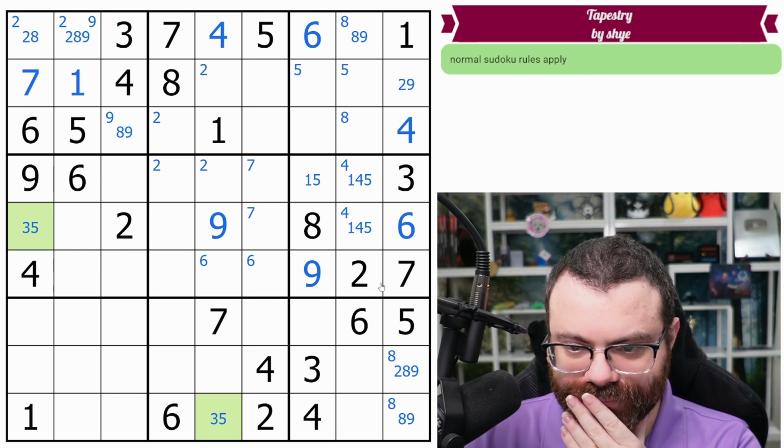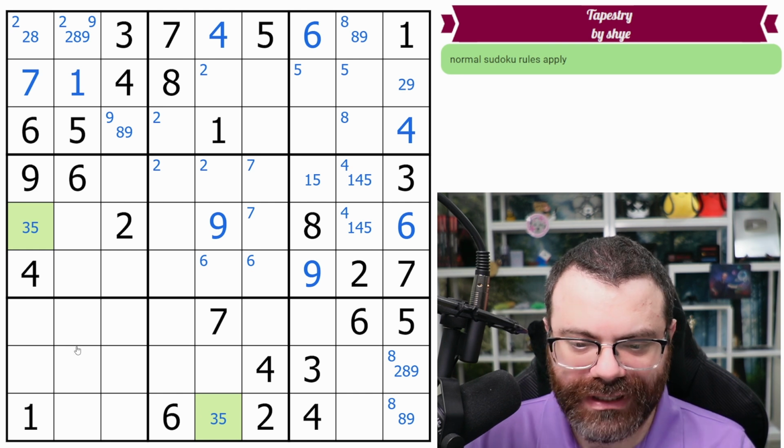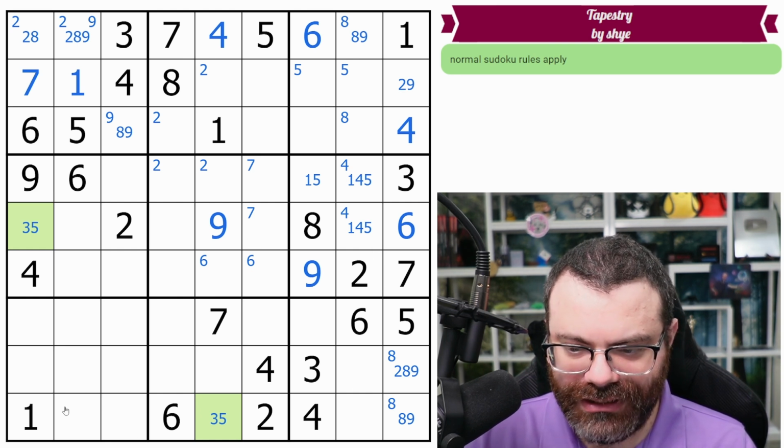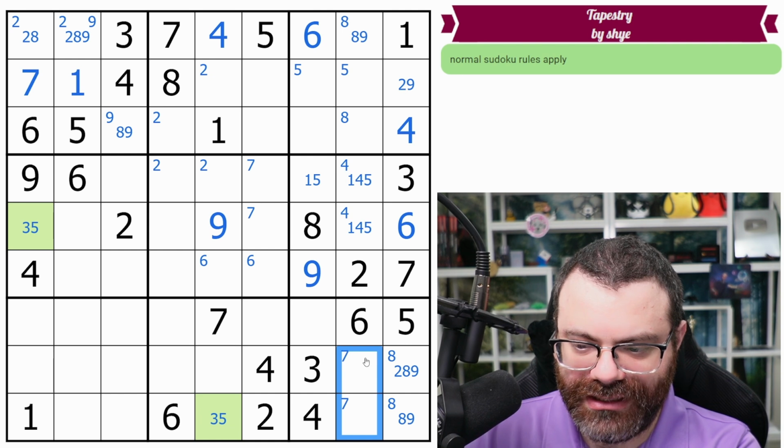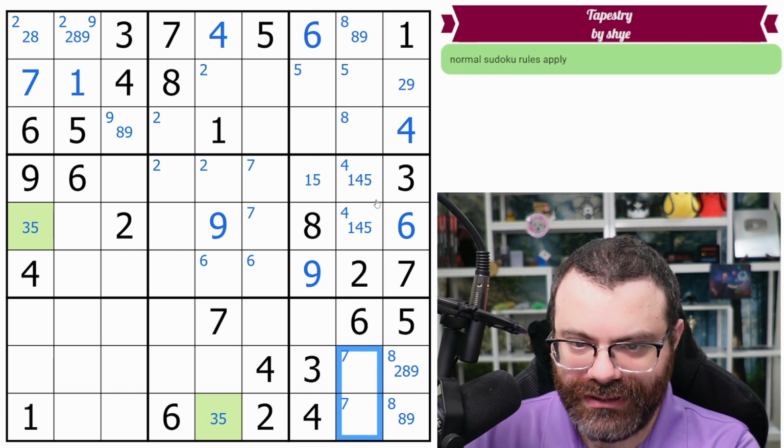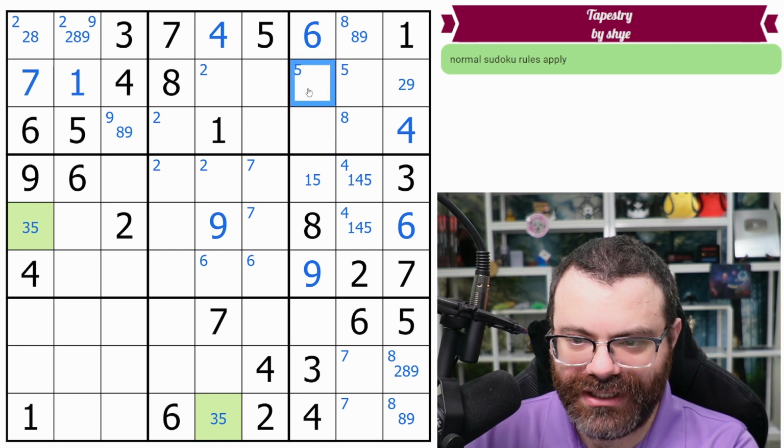7? No. Okay, let's scan down here. This is so interesting to me, this formation here. I guess 7 is in one of these two. That's kind of nice. So 7 is in one of these. Oh, wait, no, this 7 got placed. So the 7 is exactly here.